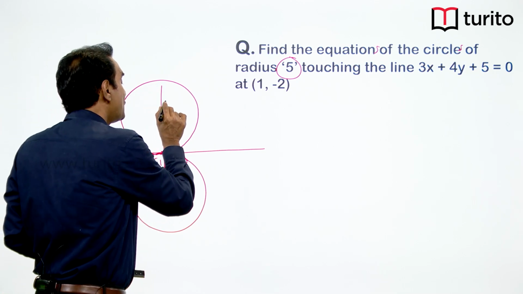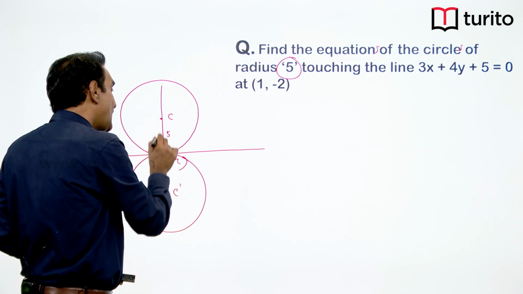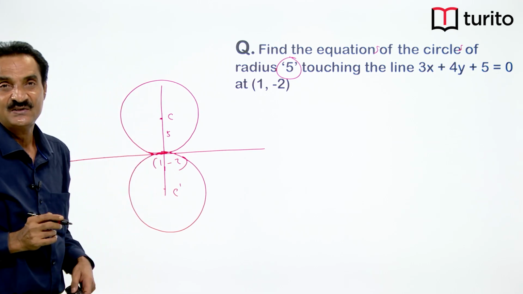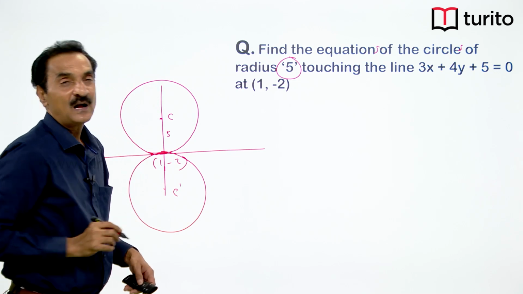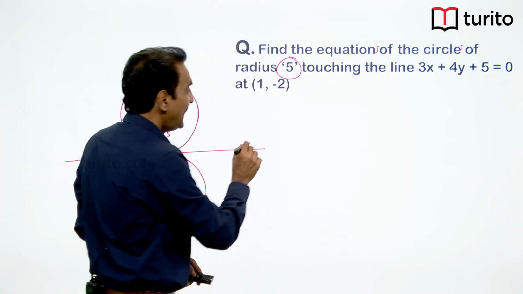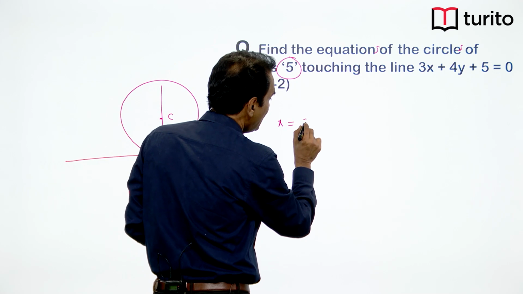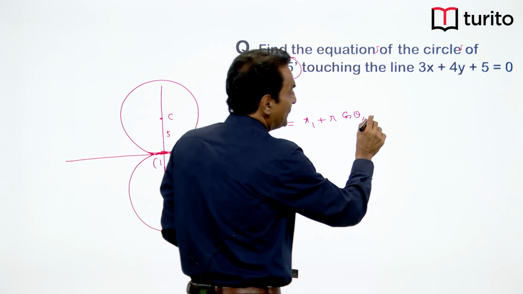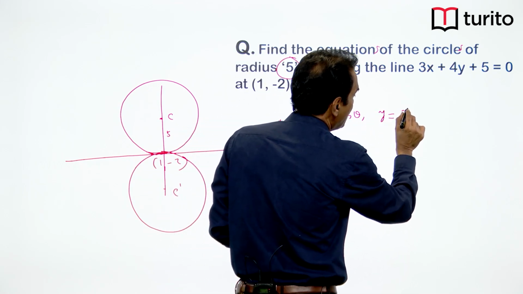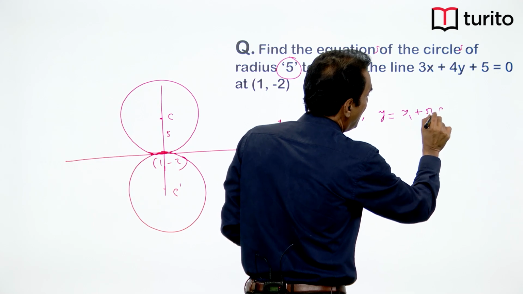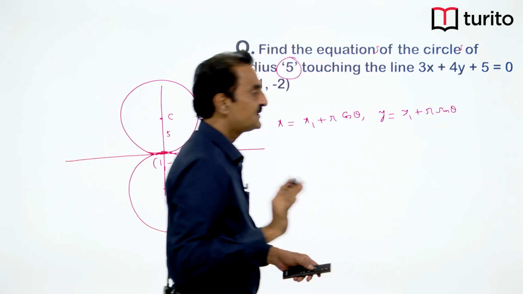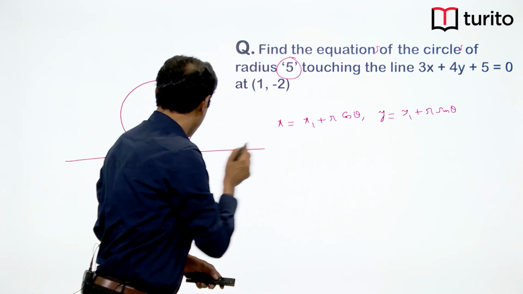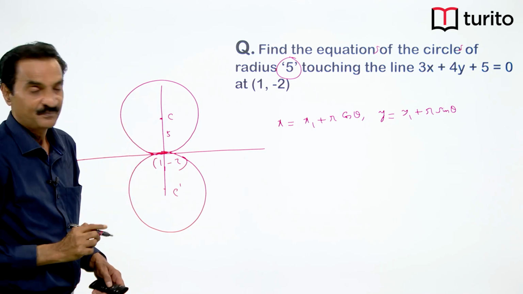If the slope of the line is 4 by 3, by using parametric equations of this perpendicular line, we can find the coordinates of C and C dash. What are the parametric equations of a line? x is equal to x1 plus r cos theta, y is equal to y1 plus r sin theta. These two are the parametric equations of a straight line. What is x1, y1? It is a known point on the line.